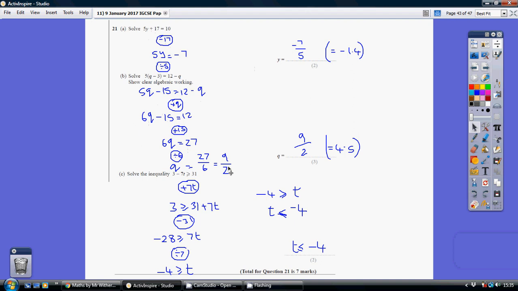That's dividing top and bottom by 3. A top heavy fraction is fine for full marks, but you could have converted that to 4.5 if you wish.